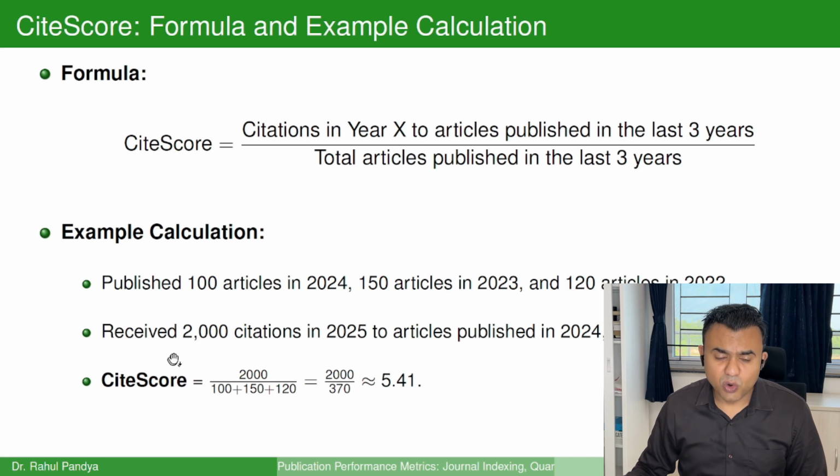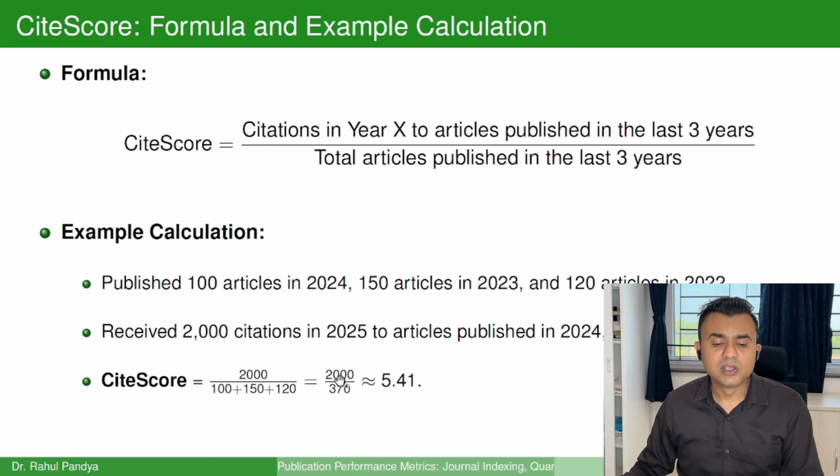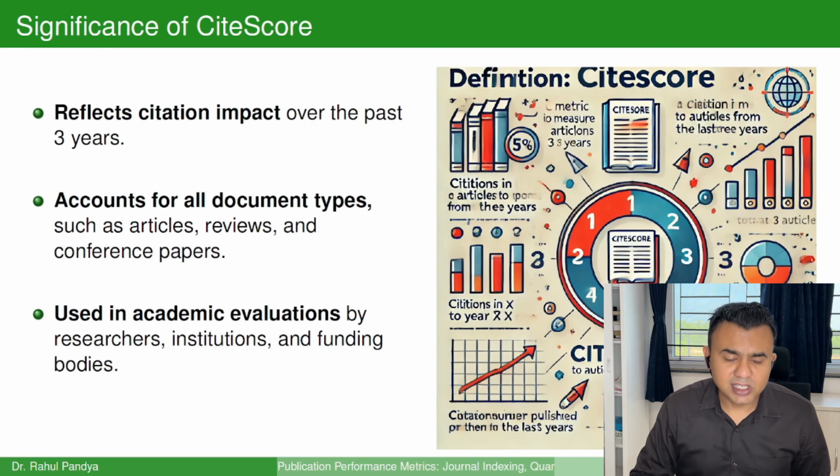So the CiteScore would be the citations in year X to the articles published in the last 3 years, where X means the next year, which is 2000, divided by the total number of articles published in the last 3 years, which is 100 plus 150 plus 120. So that is 2000 divided by 370, which gives me the CiteScore for a journal equal to 5.41. So that's how we can compute the CiteScore.